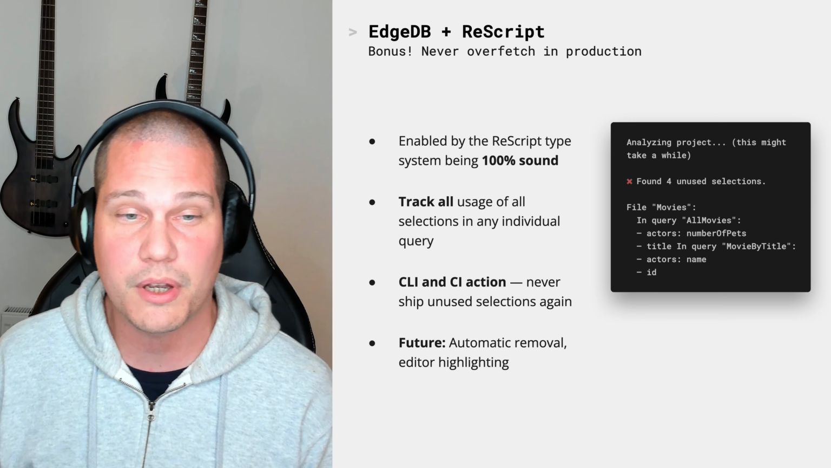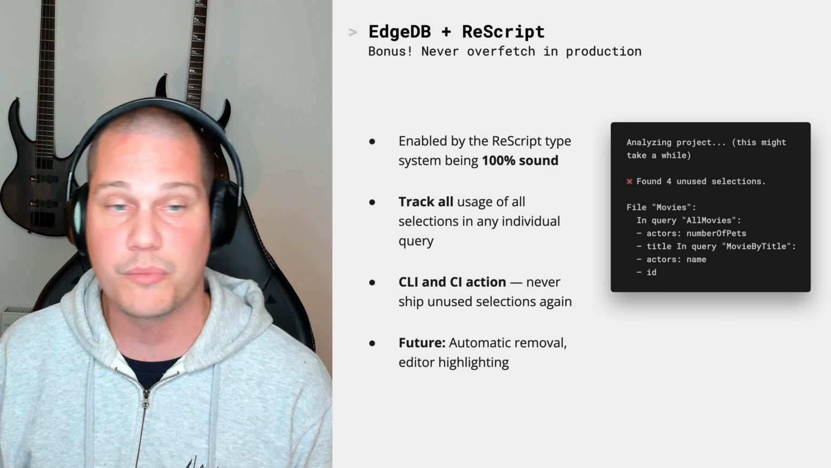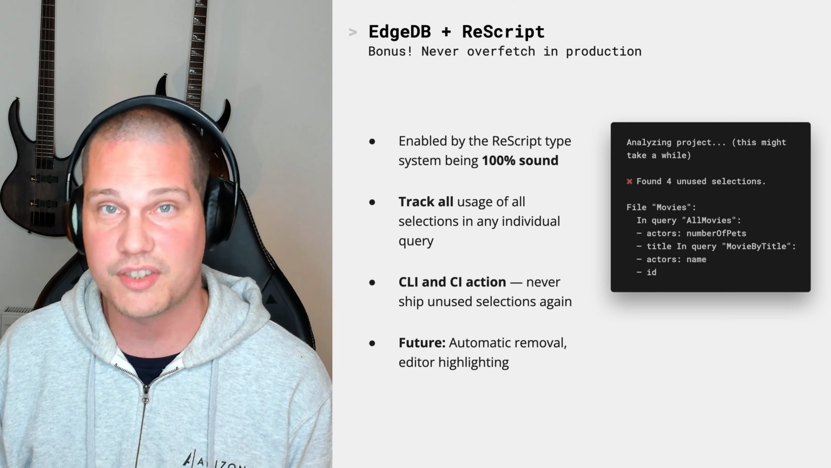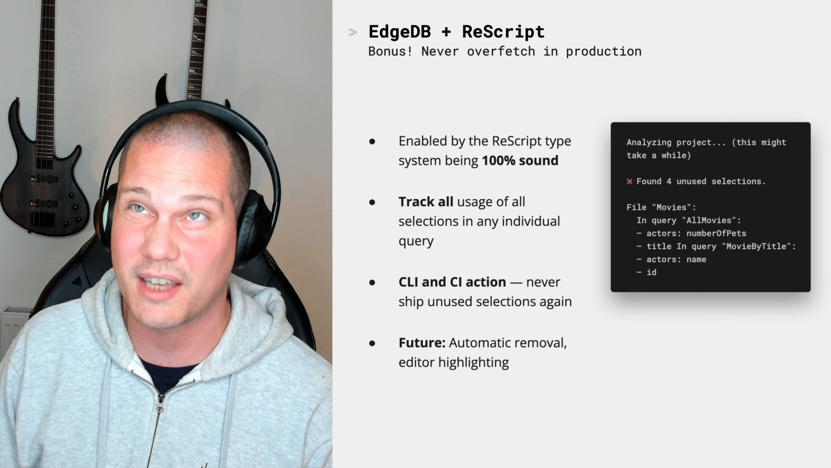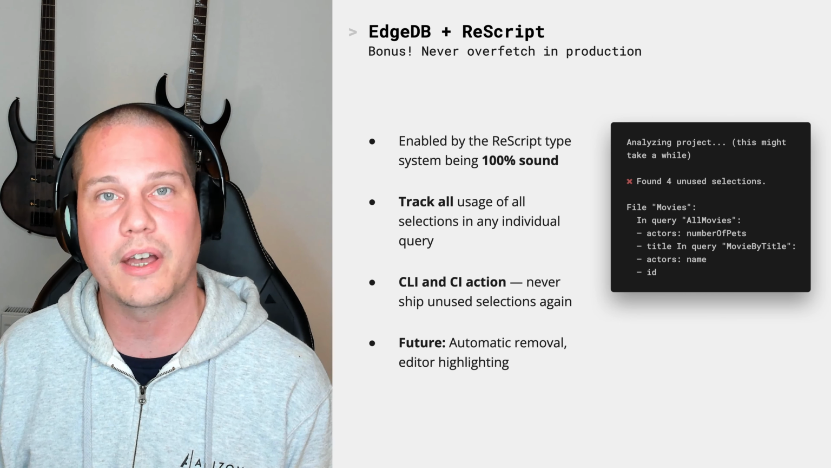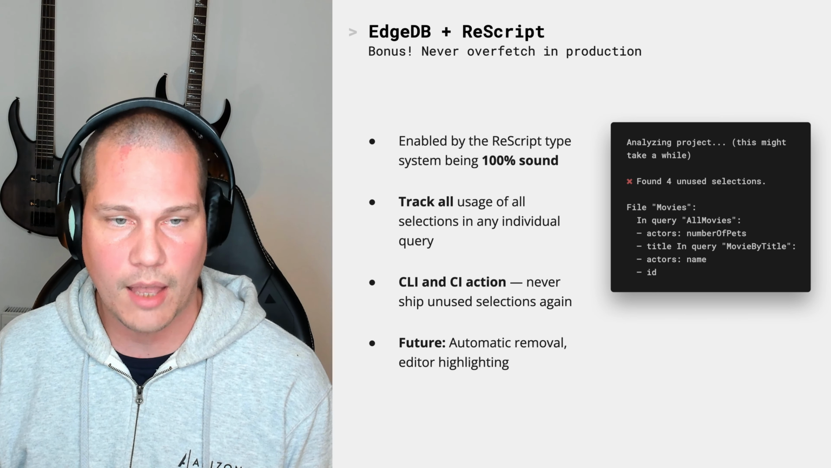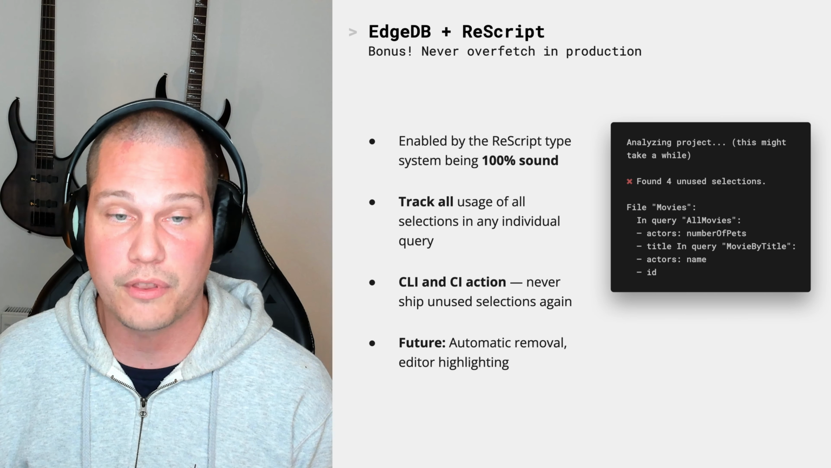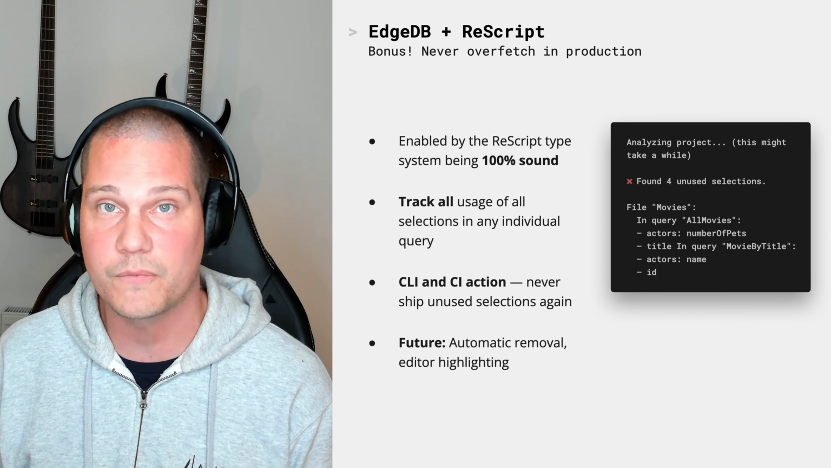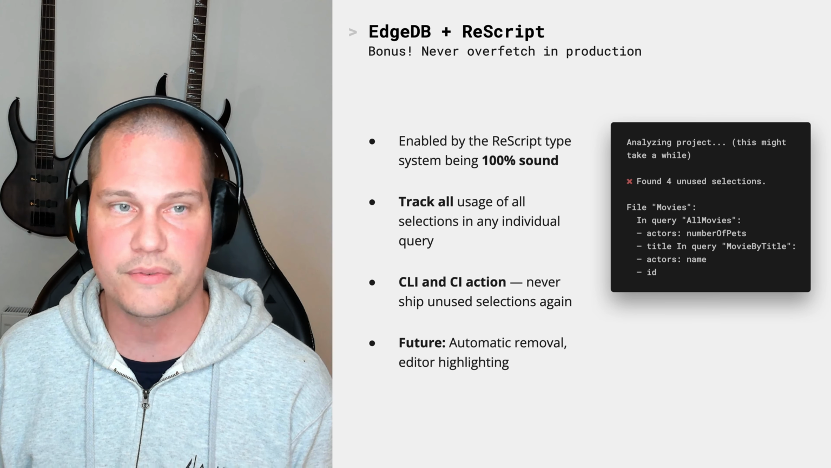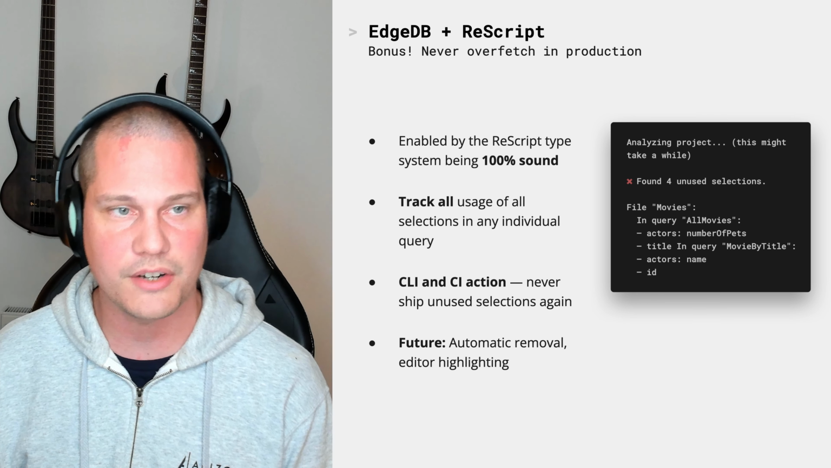And in the future, we think we could have the CLI automatically remove the selections as well, so that all of this becomes a process of just running a command that cleans up your entire code base for you. Maybe even have editor highlighting for the fields that are unused. So you could see directly in the editor that this field here isn't used anywhere in your actual code.